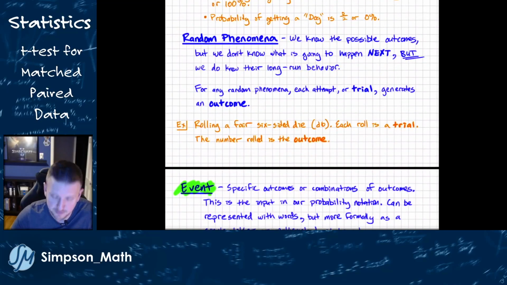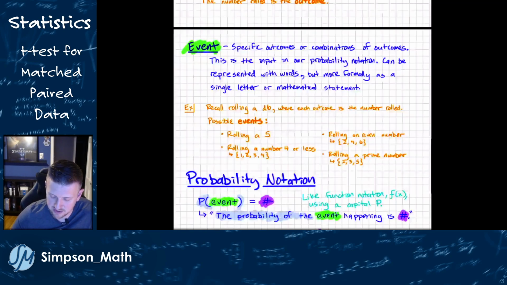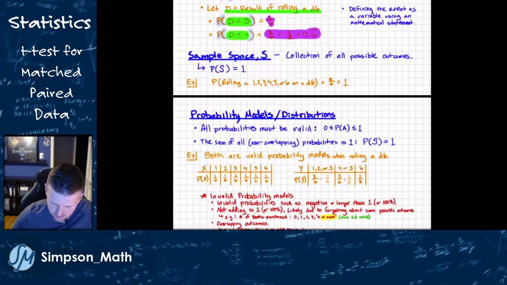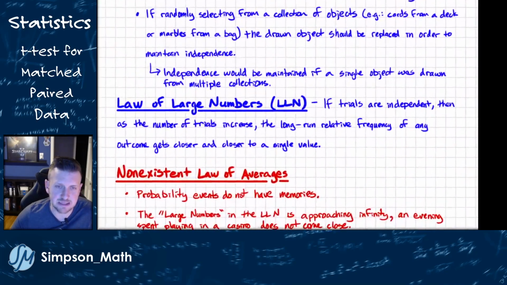Let me go back to almost the very first thing we talked about, random phenomena. We know the possible outcomes, heads, tails, 1, 2, 3, 4, 5, 6, whatever it is. We don't know what's going to happen next. I have no idea what's going to happen next when I roll a die or flip a coin, but I do know their long run behavior. I know that in the long run, when I roll a fair die, I get a 5 1/6 of the time. When I flip a coin, I get a head one half of the time, 50% of the time. So in the long run, that's what we're expecting to get.